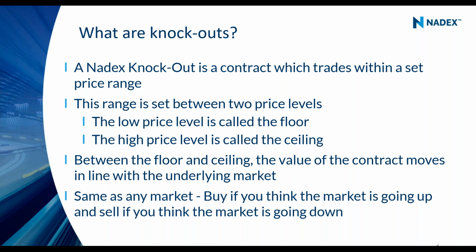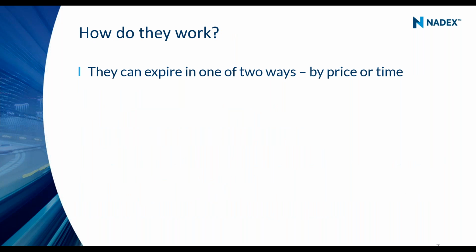So you can either buy a knockout if you think the price is going to go higher, and the price of the knockout will move exactly in line with the underlying. And if you think the market is going lower, you can sell and profit if it goes lower, or you've got risk if it goes higher. All right, so that is a knockout, and it will trade between the floor and the ceiling.